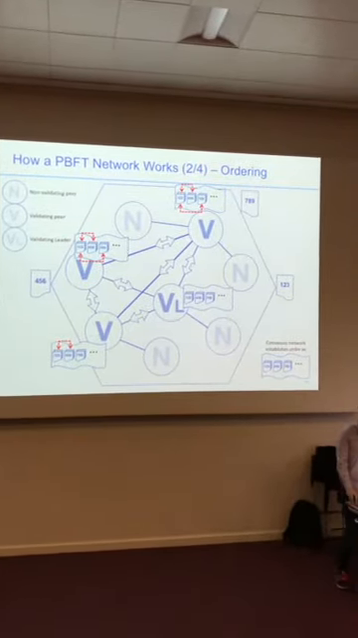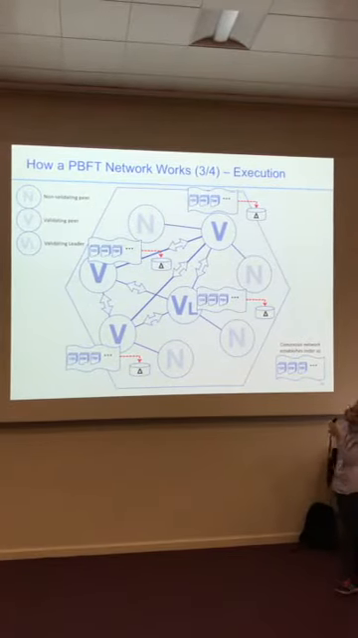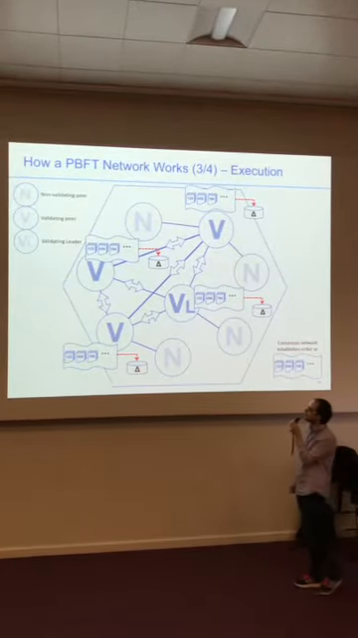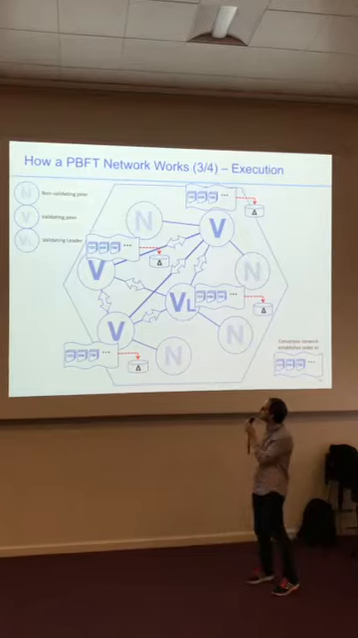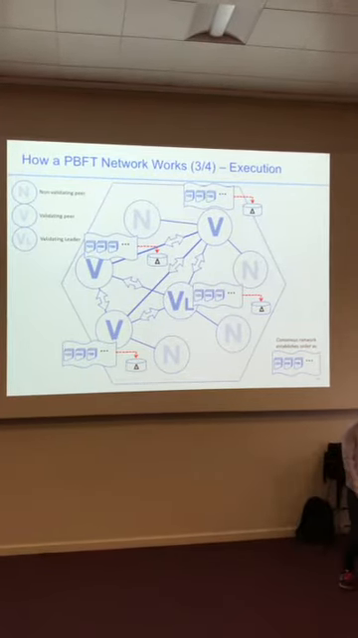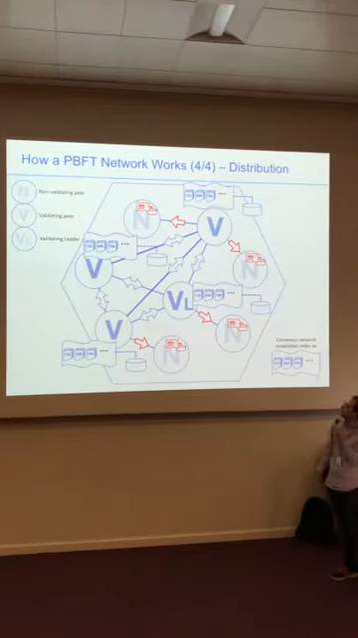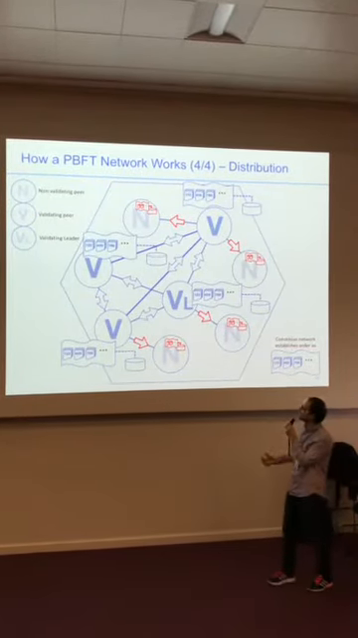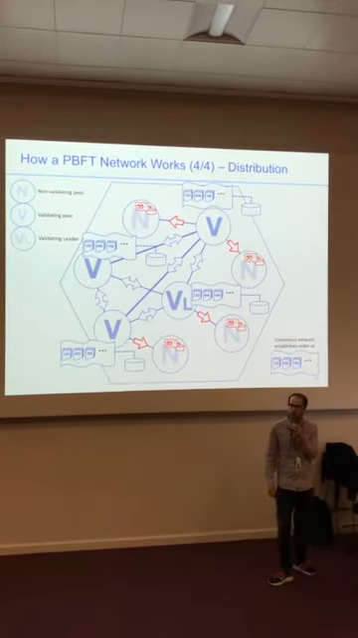Once they've decided on an order, they execute the transaction, so they call the smart contract, and then they update the world state stored in the peer. At that point, once the changes have been written to the peer, they're distributed throughout the network and available for all of the nodes to read.